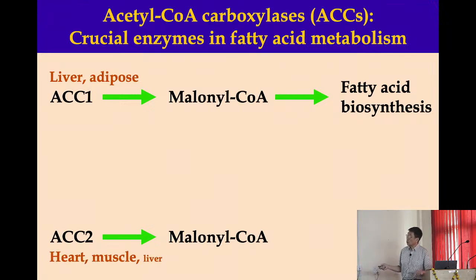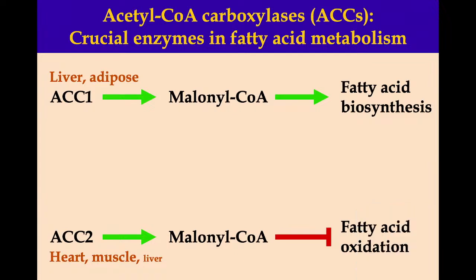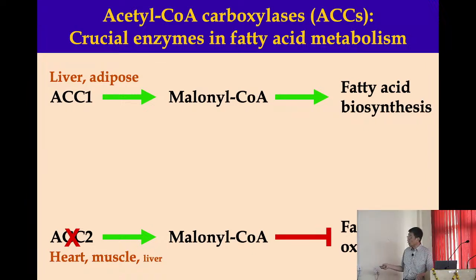What you may not have learned is that there's a second isoform of ACC in humans called ACC2. It does the same biochemistry, converting acetyl-CoA to malonyl-CoA. However, this happens primarily in muscle tissues, heart and skeletal muscles. A little bit in liver as well, but primarily muscle tissues. And this malonyl-CoA is not involved in fatty acid biosynthesis. Instead, it's a potent inhibitor of fatty acid oxidation. So two isoforms, same biochemistry, very different physiological functions or effects on the body.